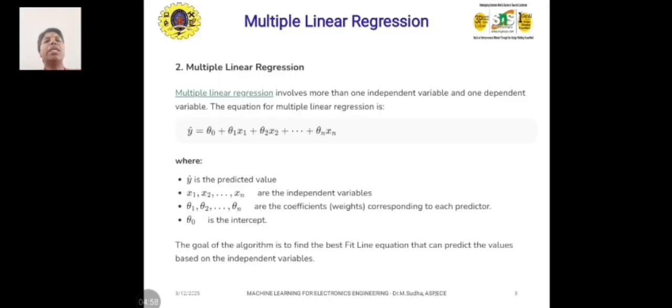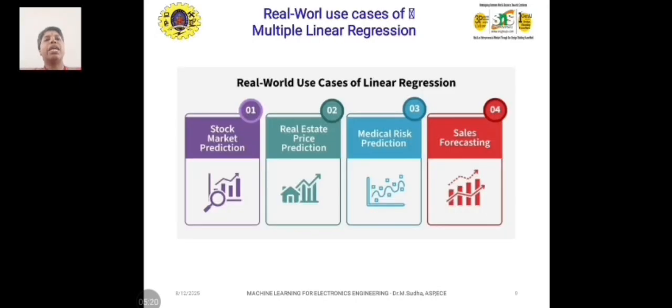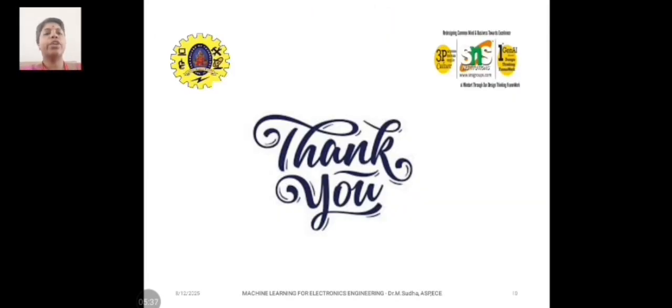Multiple linear regression involves more than one independent variable and one dependent variable. The equation for multiple linear regression is y cap equals theta naught plus theta 1 x1 plus theta 2 x2 and so on, up to theta n xn. This is how multiple linear regression is expressed. Real-world use cases of multiple linear regression are stock market prediction, real estate price prediction, medical risk prediction, and sales forecasting. Thank you for your patient listening.